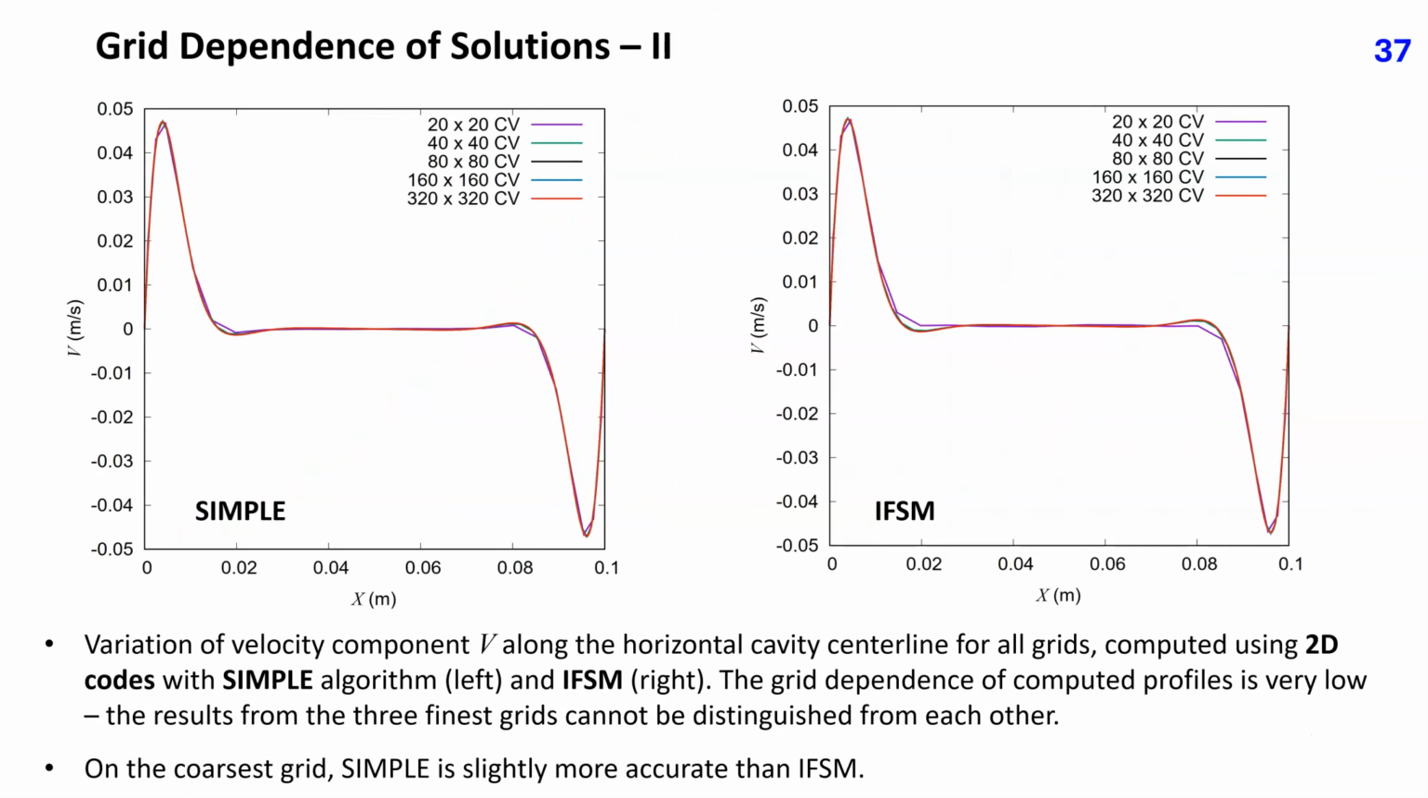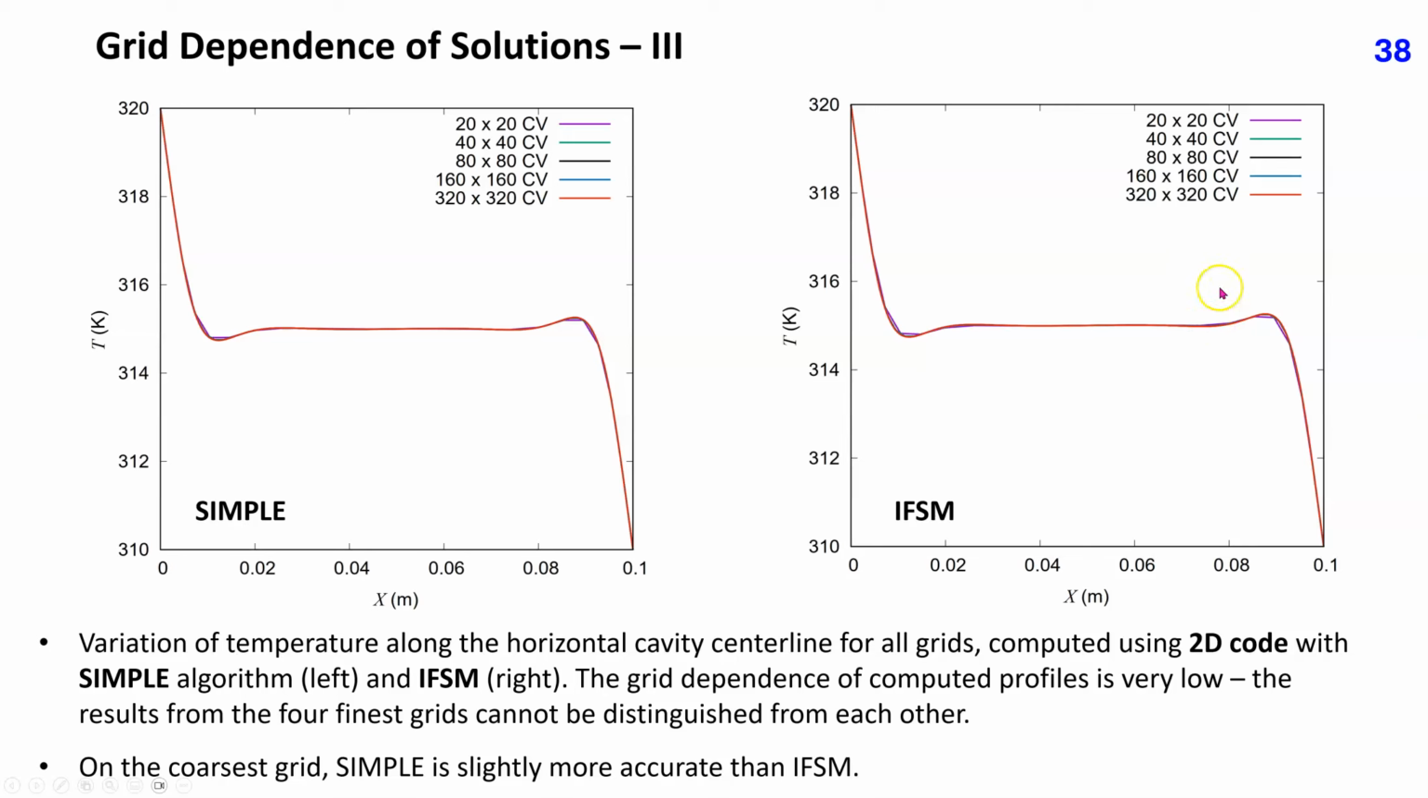These plots show the variation of velocity component V along the horizontal cavity center line for all grids, computed using 2D code with SIMPLE algorithm and IFSM. The grid dependence of computed profiles is very low. The results from the 3 finest grids cannot be distinguished from each other. On the coarsest grid, SIMPLE is slightly more accurate than IFSM.